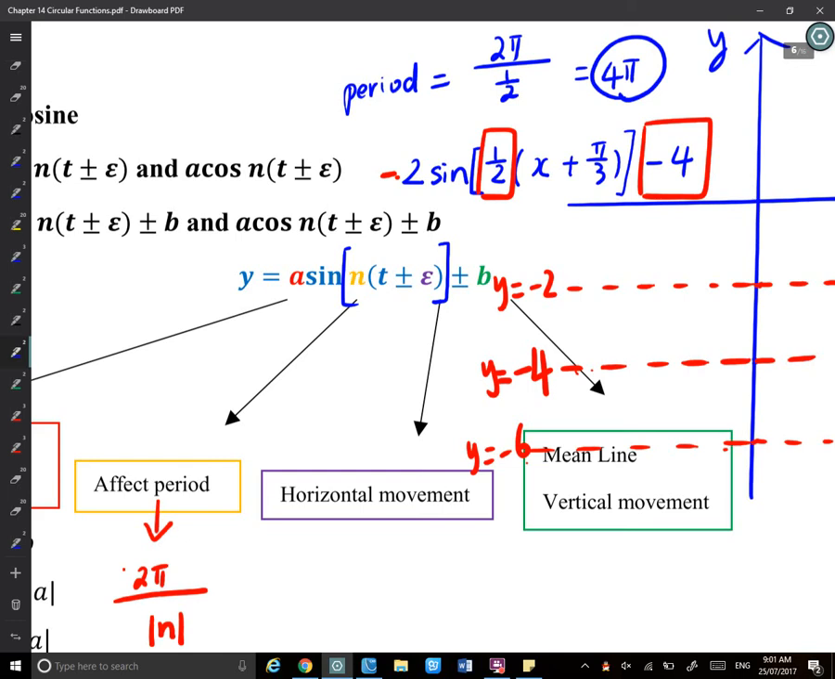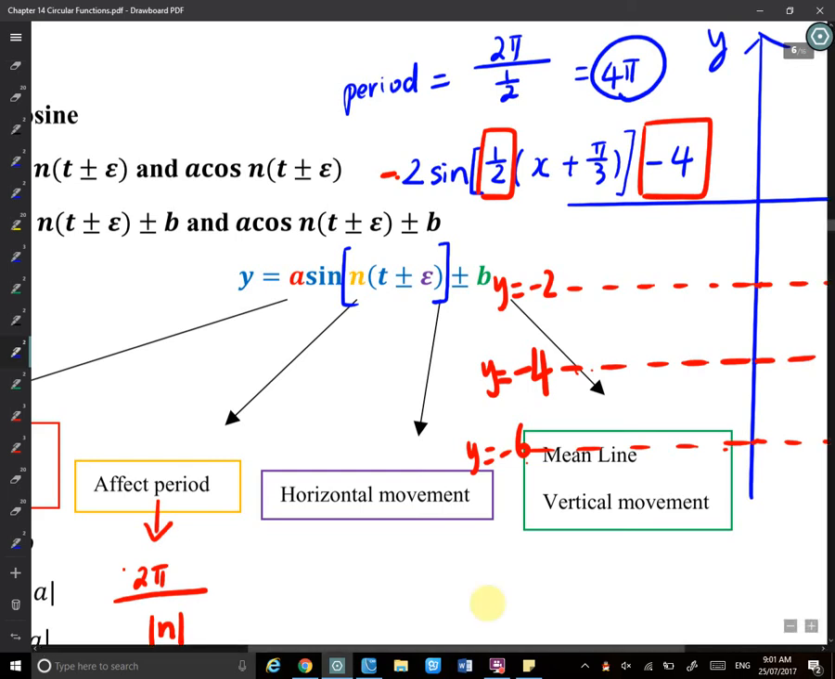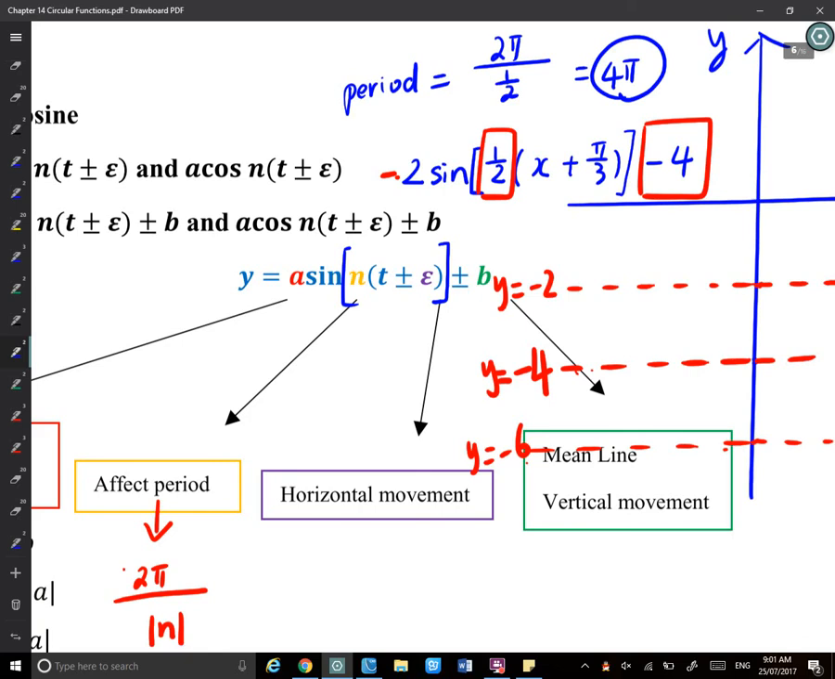Okay, that's the n value. And what does this bracket, the pi over 3, mean? That means horizontal movement. It's either a move to the left or a move to the right. In this case, the whole graph will move to the left. But I don't care about this value. I don't really even look at this value. So to sketch my graph, I don't really think about the movement. I will find points. I will show you how to do it.